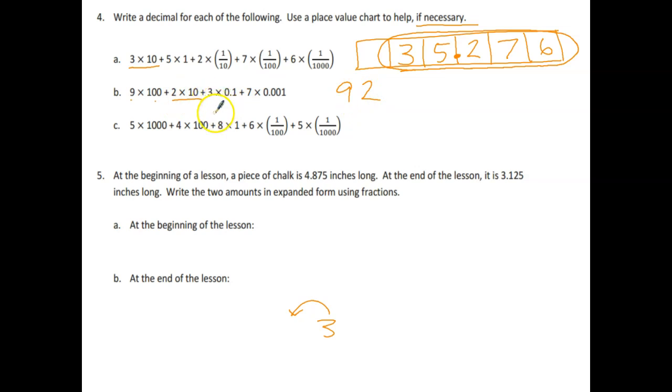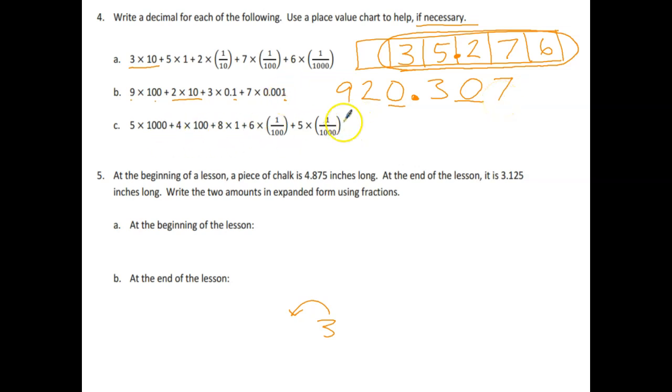Then I have 3 times 1/10. I don't have anything in my ones place. So I say, well, now 3 times 1/10 is 3 tenths. And then once again, I don't have anything in my hundreds place because we go from tenths to thousandths. So that means I need a placeholder in my hundreds place. And that's going to be my 0. And then I say 7 times 1,000 is equal to 7,000.